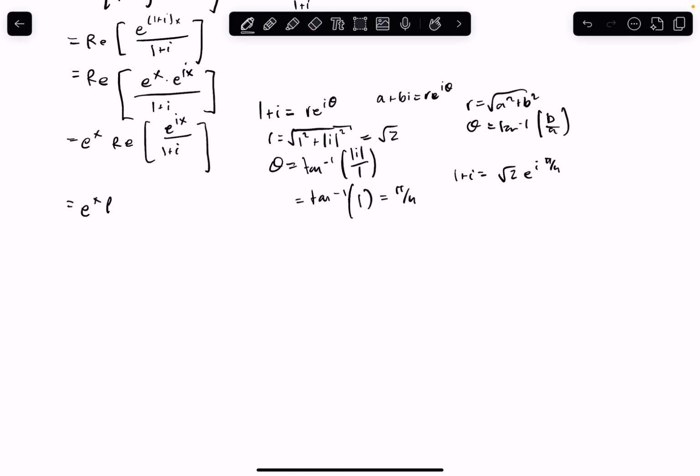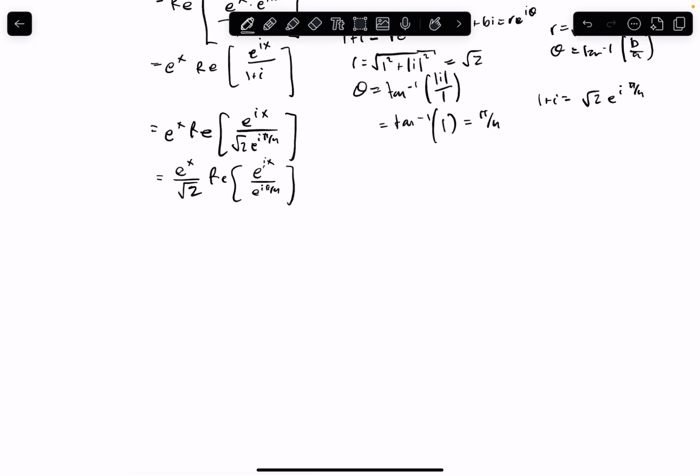So this is equal to e to the x times the real part of e to the ix over root 2 e to the i pi over 4. Again, root 2 is fully real, so we can factor it out: e to the x over root 2, real part of e to the ix over e to the i pi over 4. By the laws of exponents, we can subtract pi over 4 from x instead of dividing. So we get e to the x over root 2, the real part of e to the i, x minus pi over 4.